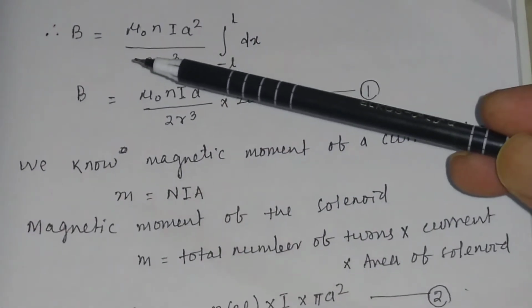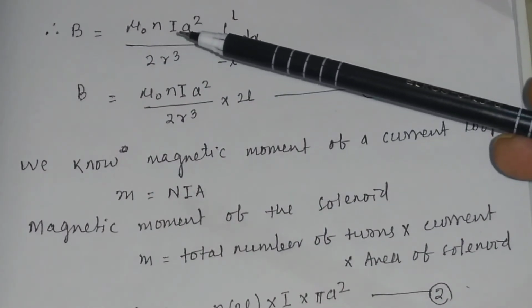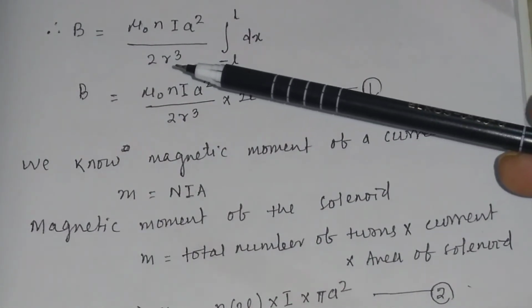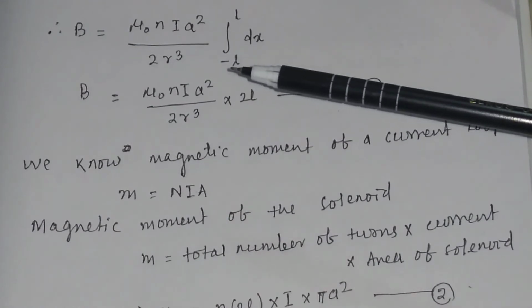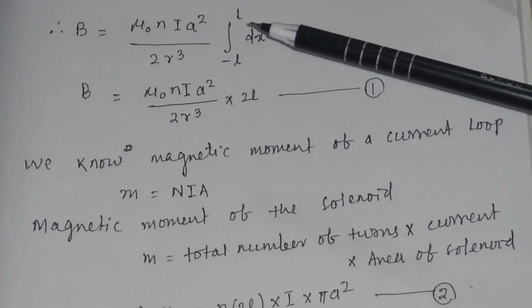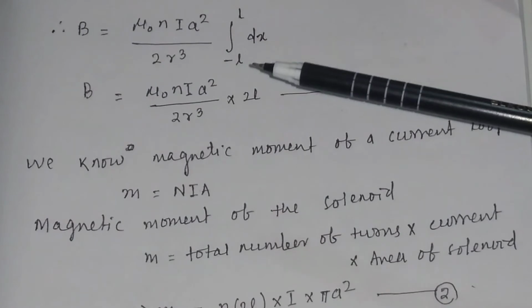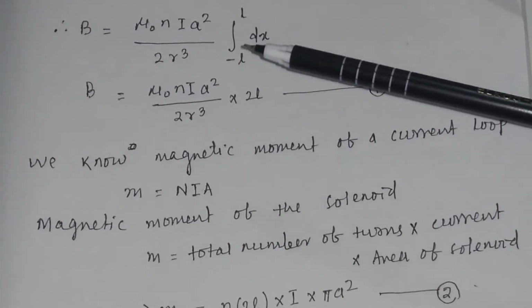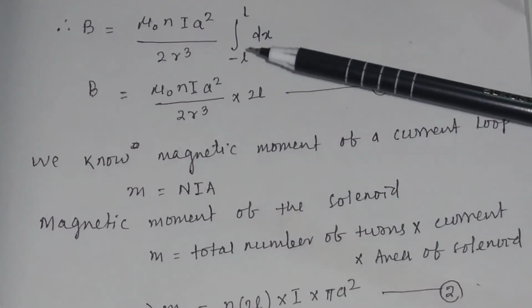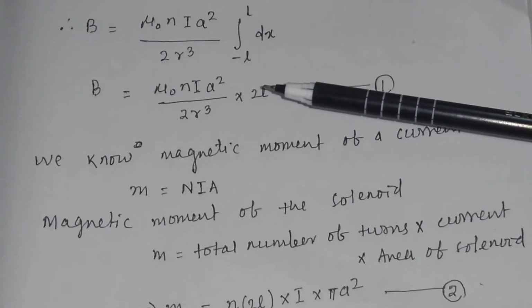So the magnetic field B will be equal to mu 0 n I a square divided by 2 r cube, integration from minus L to L dx. And if you substitute, integration of dx is x, and from minus L to L, if you substitute the limits of the integration, it will be equal to 2L.